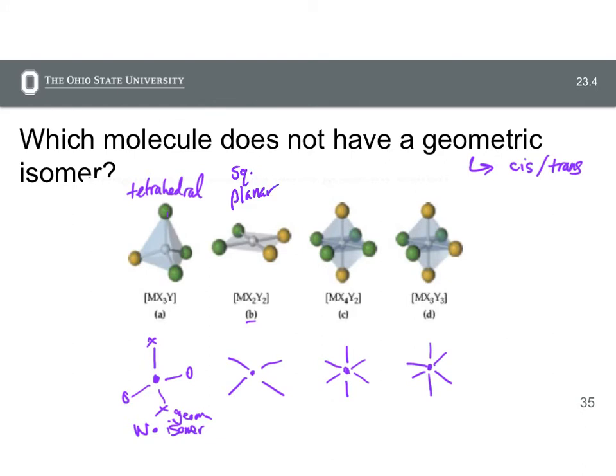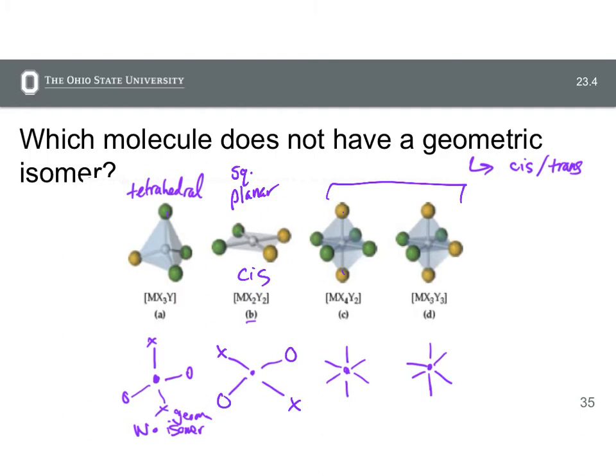Okay, does this have a geometric isomer? Yes. So this is our cis isomer, and we can make the trans isomer. Everyone see that? All right, what about these two octahedral complexes?